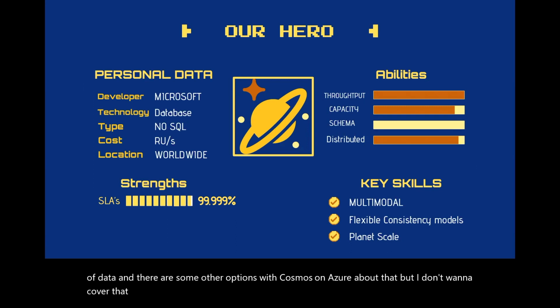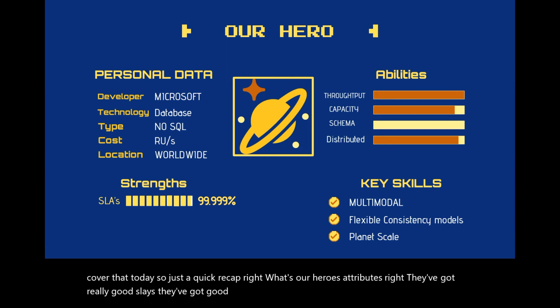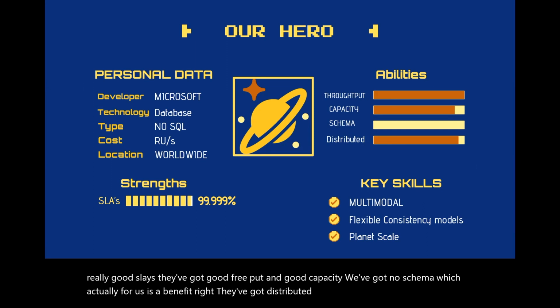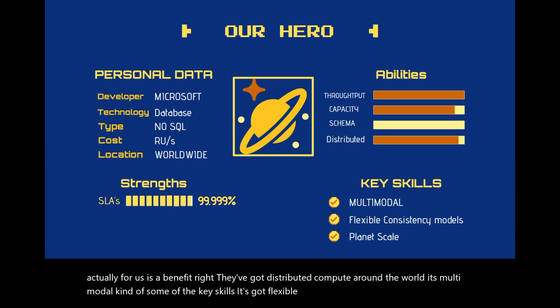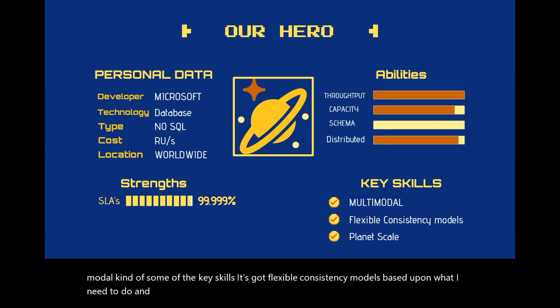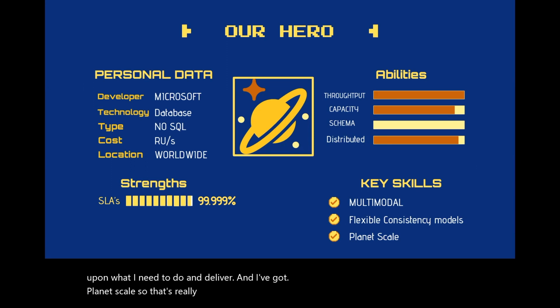So just a quick recap. What are our hero's attributes? They've got really good SLAs, good throughput and good capacity, no schema, which for us is a benefit. They've got distributed compute around the world. It's multimodal, some of the key skills. It's got flexible consistency models based upon what I need to deliver, and I've got planet scale. So that's a really helpful overview of our hero.